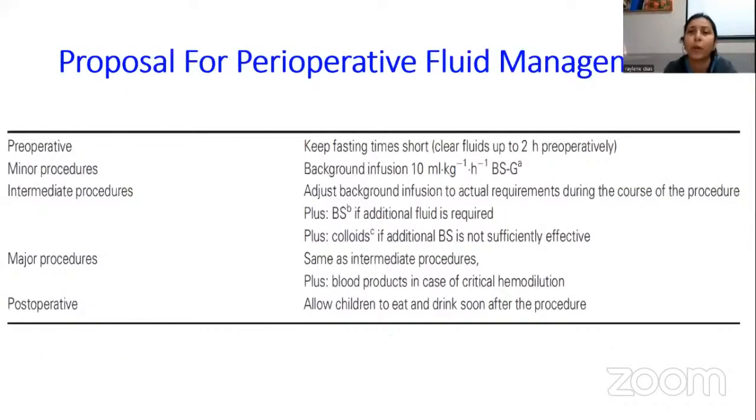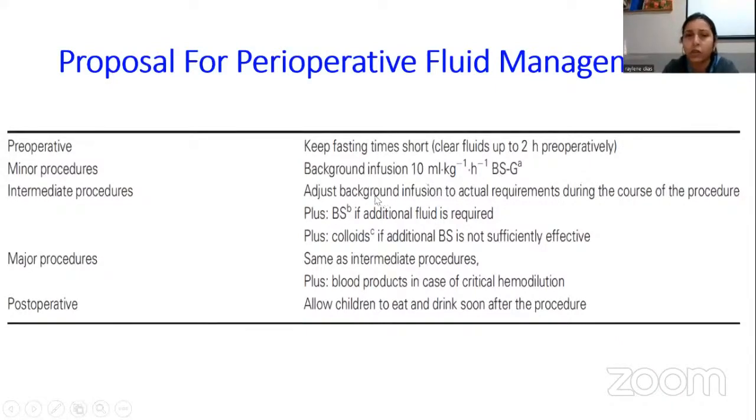So now the proposal for perioperative fluid management is, and this is just to recap whatever I've spoken about till now. Preoperatively, you keep fasting times short. So clear fluids up to 2 hours preoperatively. So, for minor procedures, that is short, non-bleeding procedures lasting less than an hour, you need not give anything at all if the child has just taken fluids 1 hour prior, or you can give a background infusion of a balanced salt solution with 1 to 2% dextrose at 10 ml per kg per hour.